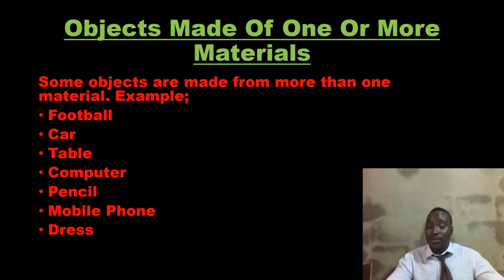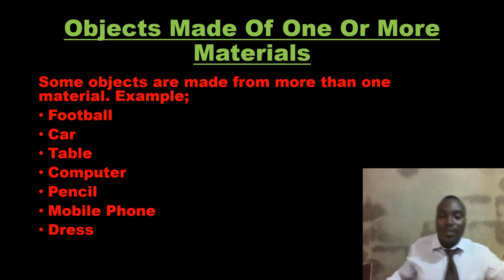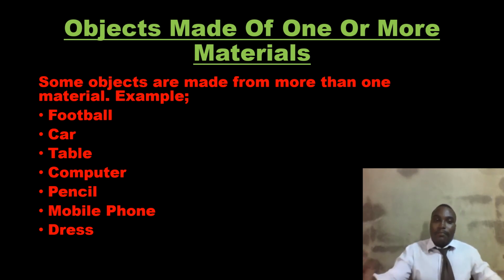Our mobile phones, our dresses, even your shoe. Some of you have some metals on your shoe, as well as leather and even fabric because of the lace. So these are some examples on your screen. You can see some examples of objects that are made of 1 or more materials.